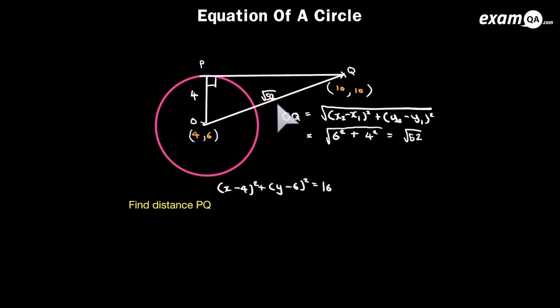So you've got two lengths on your right angle triangle, and you should be able to say that we can use Pythagoras to work out that last length. And we get PQ equals 6.